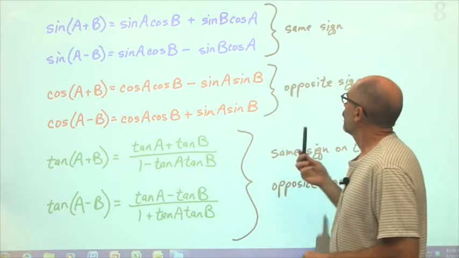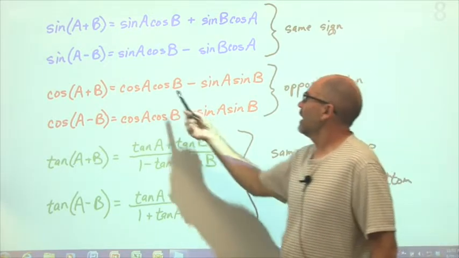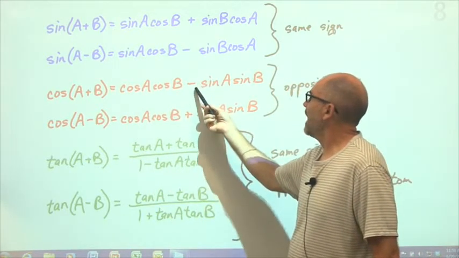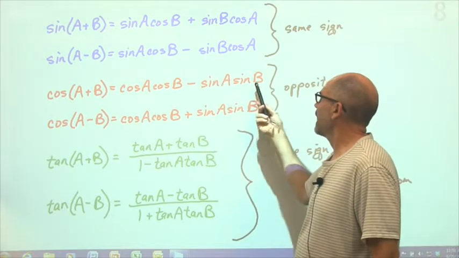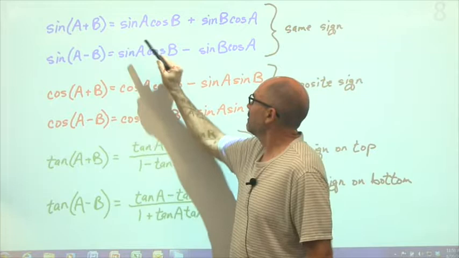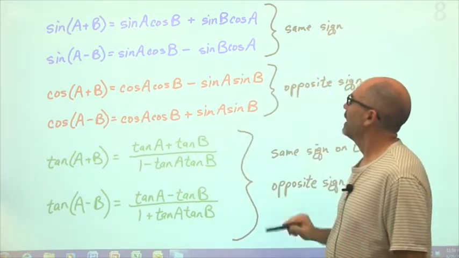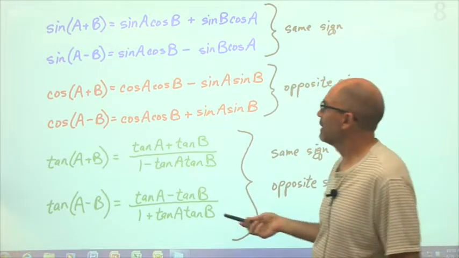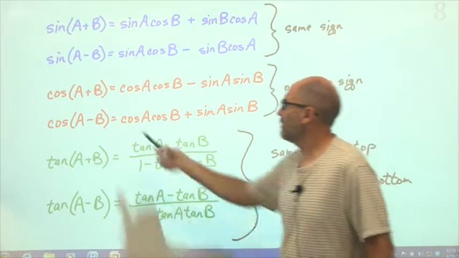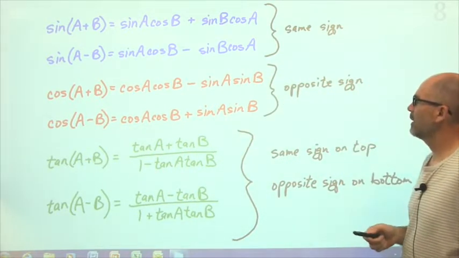Now, cosine of A plus B. This is cosine, cosine minus sine, sine. So first thing you notice is instead of sine, cosine, it's cosine, cosine, sine, sine. Second thing you notice is if it's a plus here, it's a minus here. And if it's a minus here, it's a plus here. So we have the opposite sign.